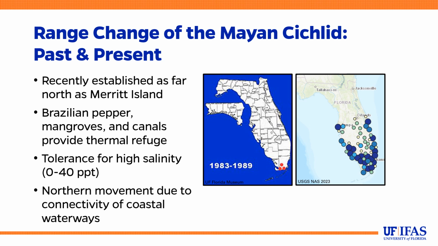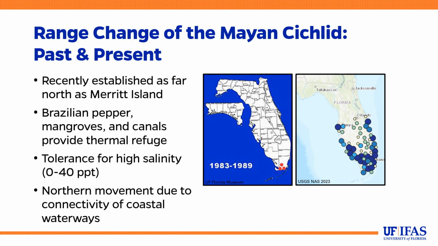Fast forward to present day, scientists have reported Mayan cichlids as far north as Merritt Island on the east coast of Florida and in Tampa Bay on the west coast. When the temperatures drop in these more northern areas, Mayan cichlids can take cover in areas that have deep canals to keep warm. Not only have they found ways to survive during cold weather events, but they can also tolerate fresh water and salt water. This means that they can use estuaries, lakes, canals, rivers, wetlands, and pretty much any body of water to spread.